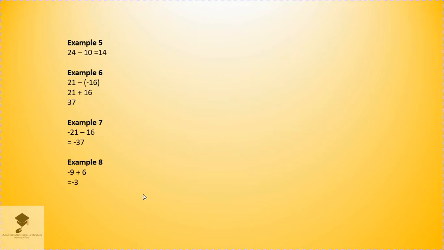Okay, let's move on to the next example, which is minus 21 and minus 16. Looking at the two numbers, 21 is bigger, and it carries the negative sign, so our answer will be negative. So minus 21 and minus 16 is going to give you minus 37. Example 8, minus 9 plus 6. There's two numbers, 9 is bigger, 6 is smaller, and 9 is carrying the negative sign, so whatever our answer is, it's going to be minus. So in this case, minus 9 plus 6 is going to give us minus 3.